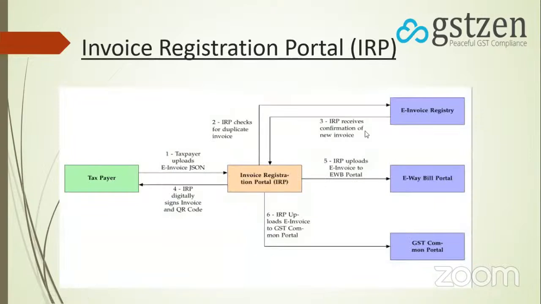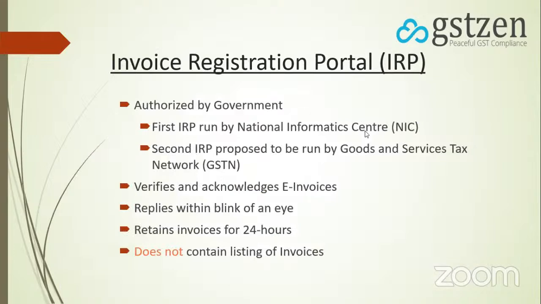Invoice registration portal. It is authorized by the government. It is run by NIC. It verifies and acknowledges e-invoices, and replies within the blink of an eye. The information retained in IRP is for 24 hours, beyond which it will not keep your information. During that threshold, you can cancel the e-invoice, but you will not be able to see the list of e-invoices you have generated. So it will not store your data. It will only contain it for 24 hours, beyond which you will not be able to access it.